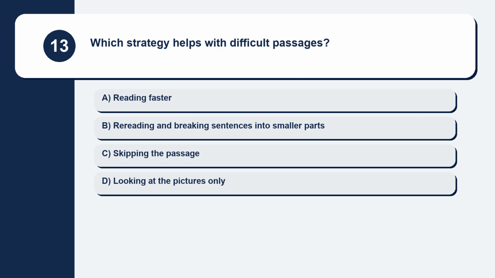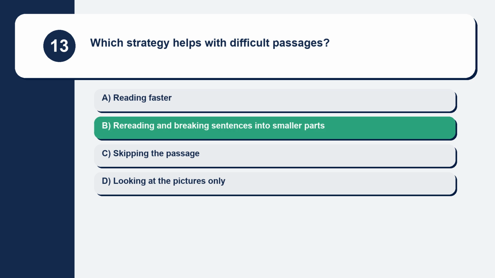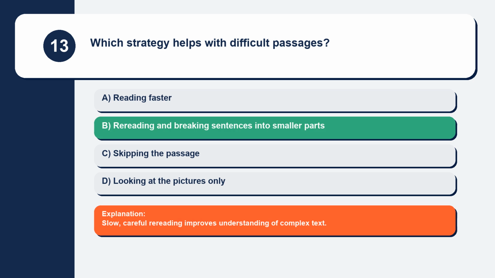Question 13. Which strategy helps with difficult passages? Reading faster. Rereading and breaking sentences into smaller parts. Skipping the passage. Looking at the pictures only. Slow, careful rereading improves understanding of complex text.